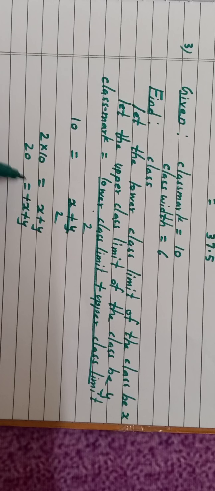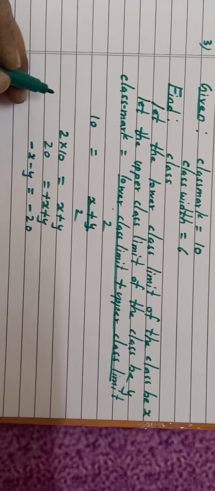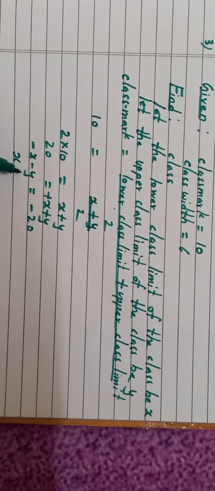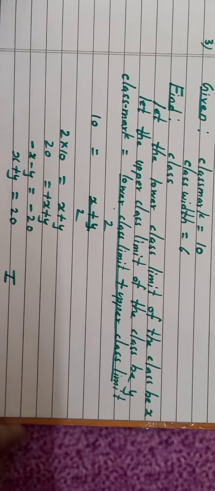Signs will change. Here no sign means plus, so you will get minus x minus y. This 20 you take it to RHS, it will become minus 20. Now what you will do? Changing the signs of both the sides, you will get x plus y is equal to 20. This is our first equation.